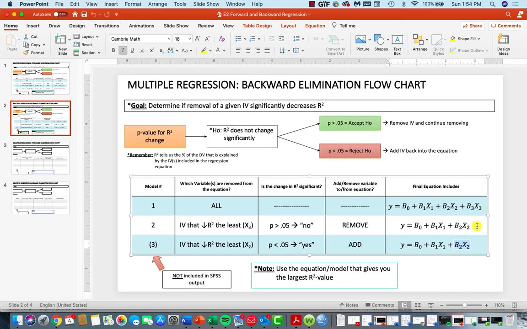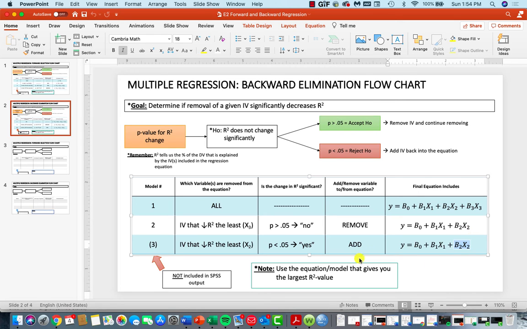Right? And then we end up seeing that model 2 and 3 have the same equation. So model 3 in a backward elimination method usually is not included, right? Or in this scenario, it's not included because SPSS was able to say, no. The removal of a given variable significantly changed R squared, so we're just going to stick with the previous model that we chose, or the previous model that was calculated.